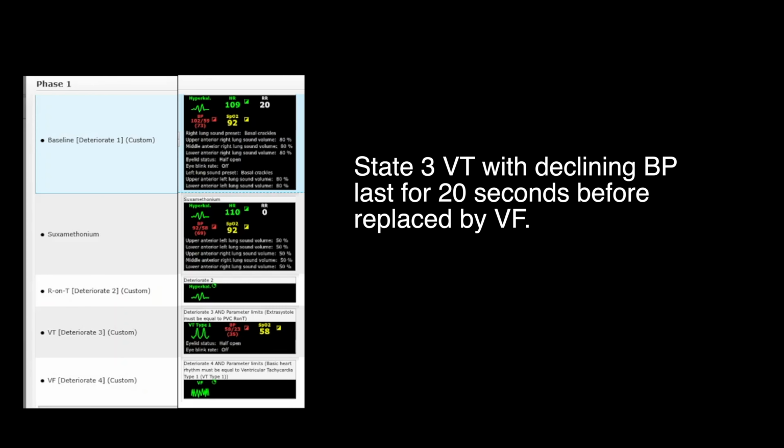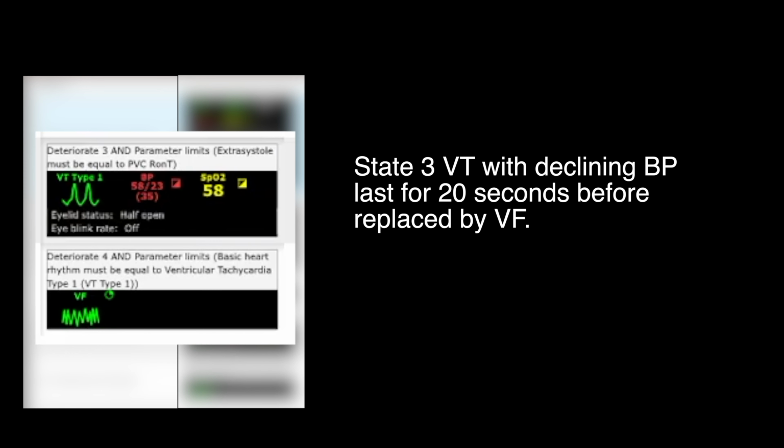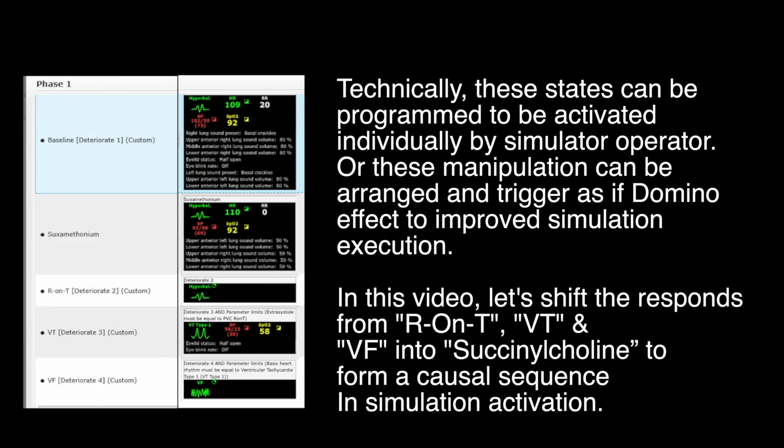State 3, ventricular tachycardia with declining blood pressure, lasts for 20 seconds before being replaced by ventricular fibrillation. Technically, these states can be programmed to be activated individually by the simulator operator, or this manipulation can be arranged and triggered as if a domino effect to improve the simulation's execution.